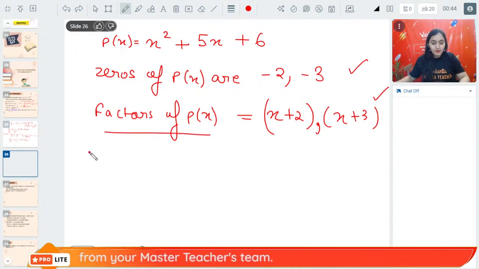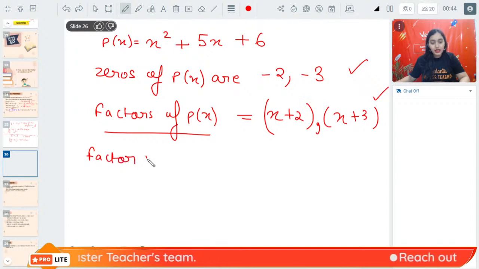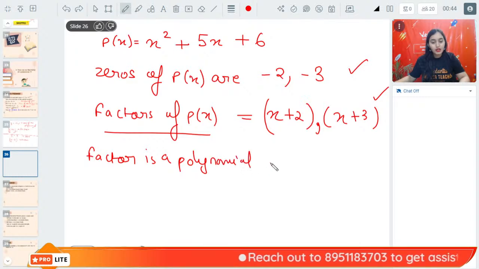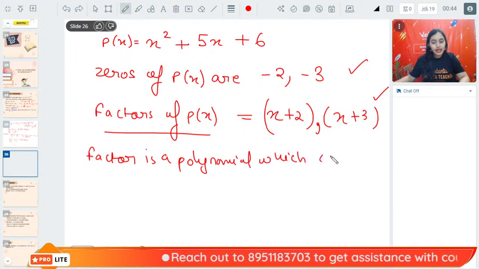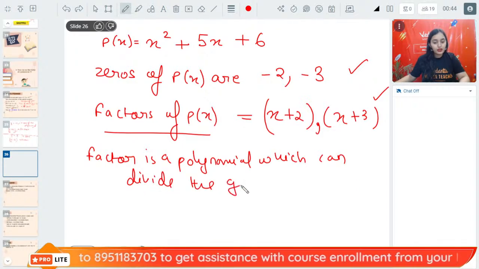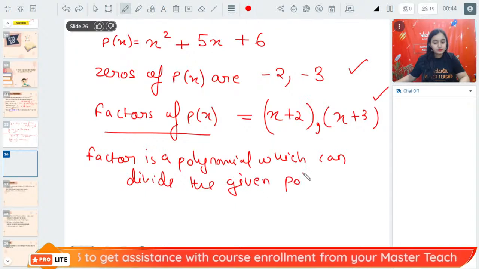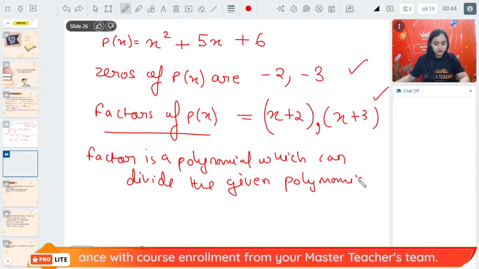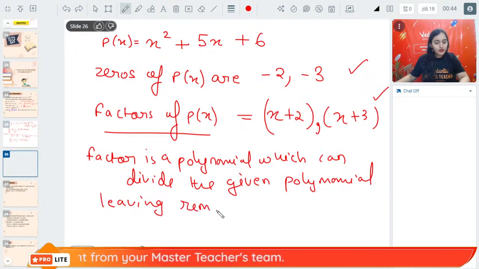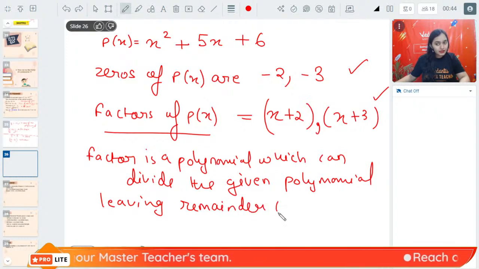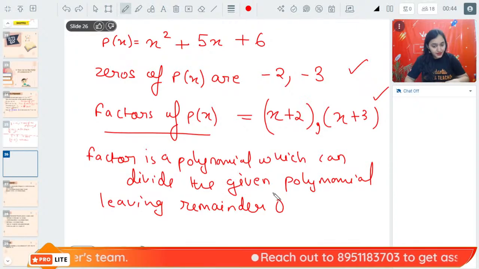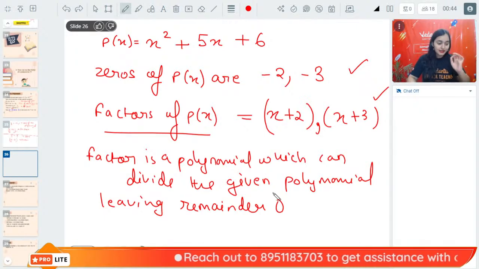Write down the definition. Factor is a polynomial which can divide the given polynomial, leaving remainder 0. Everybody note it down. Leaving remainder 0. Okay. So what is a factor? A factor is a polynomial which can divide the given polynomial leaving the remainder 0.